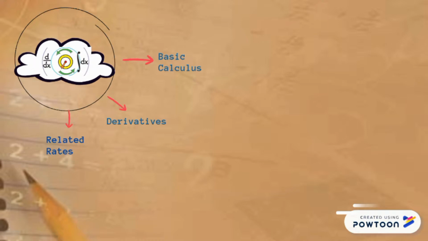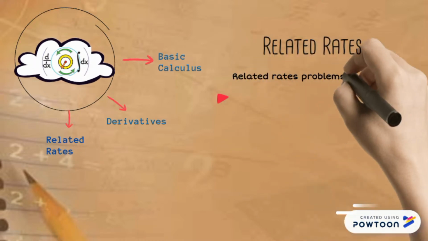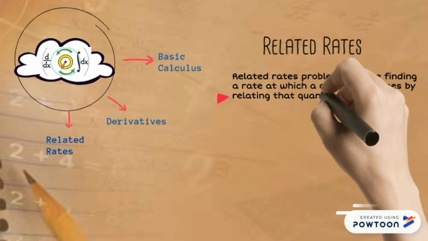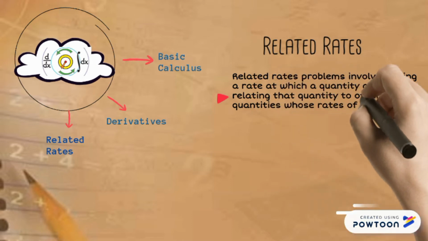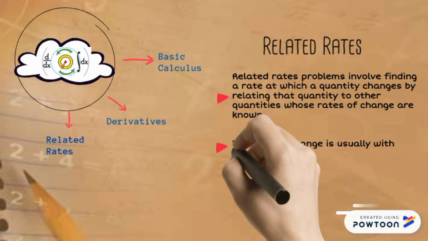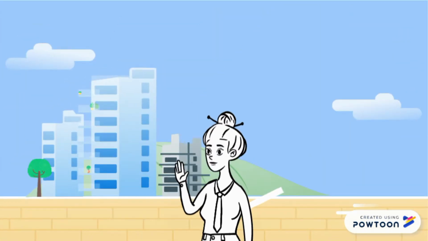is related rate. Related rate problems involve finding a rate at which a quantity changes by relating that quantity to other quantities whose rates of change are known. The rate of change is usually with respect to time. So here's a sample problem.